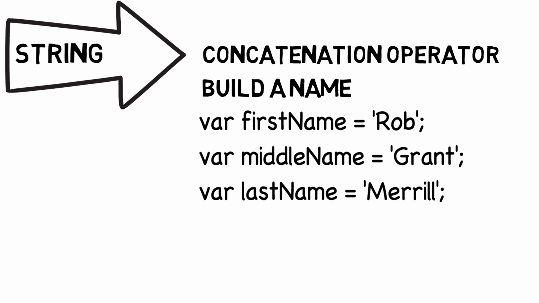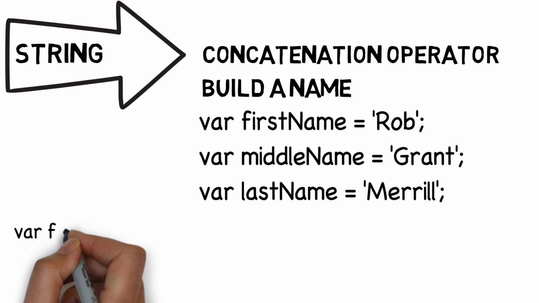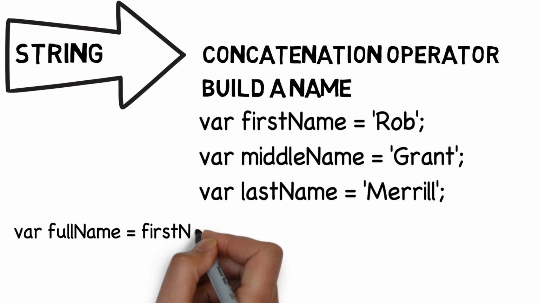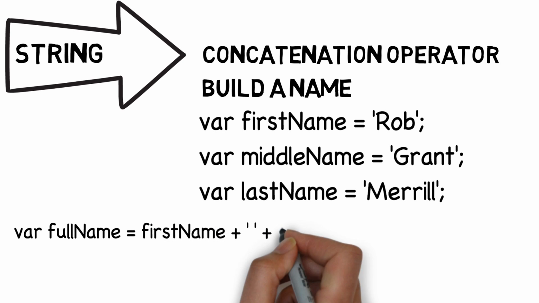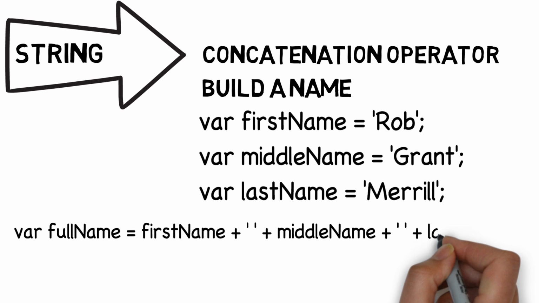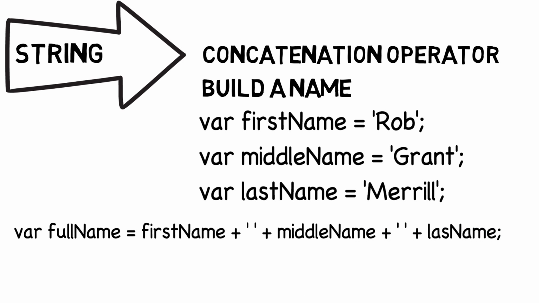Now let's put all these strings together in a variable called full name. So full name is equal to the variable first name plus a string with a space in it plus my middle name plus another string with a space in it plus the variable last name. Don't forget to add a string with a space placeholder, otherwise our name will be all cramped up.